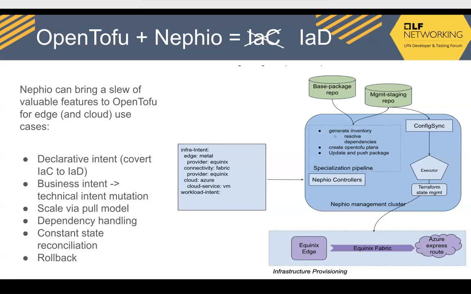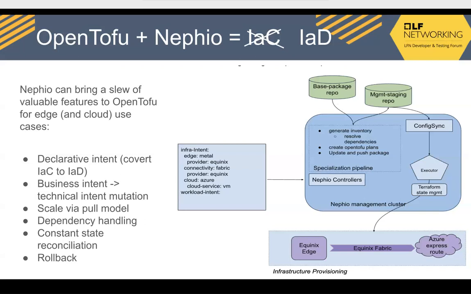Some of these features are declarative intent. So instead of infrastructure as code, we can have infrastructure as data, and business intent to IT intent. You don't need sophisticated IT skills. You don't need someone who can create the Terraform plan, because the controllers will create the Terraform plan on their own. And scale: obviously Nephio is for scale, and it uses the pull model for that.